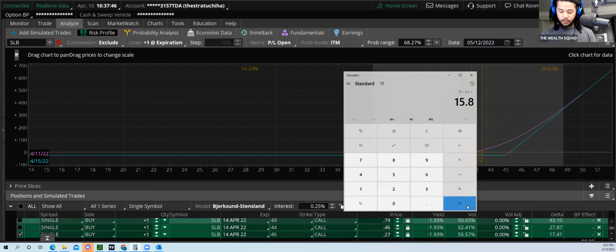$15.08 for the 43C. All right. Next, $46. 46 times 0.20, 20% of that, risking $9 on that contract. $9 and basically like 20 cents, right? First one, $15 and like 80 cents. Second one, $9.20.